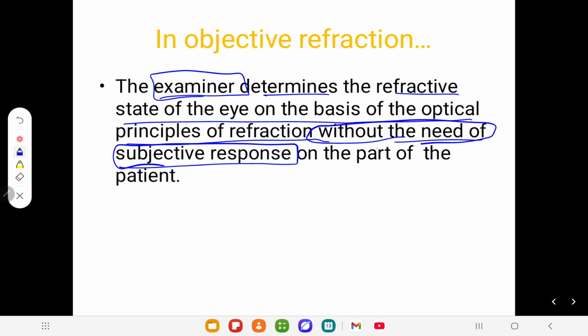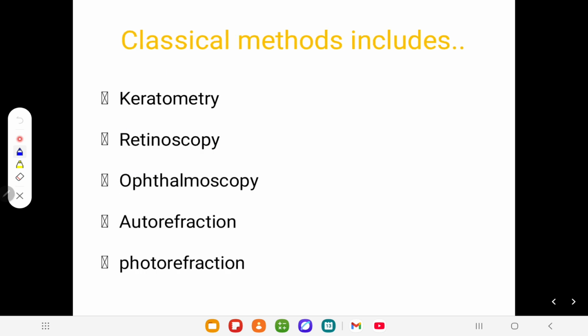Without the need of a subjective response on the part of the patient, the examiner determines the refractive status of the eye. So basically, the patient's subjective response is not needed. If an examiner finds out the optical power or refractive status of the eye of the patient, then that's objective refraction. Okay, so there are methods for objective refraction.